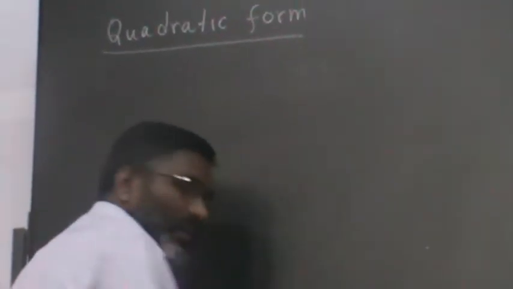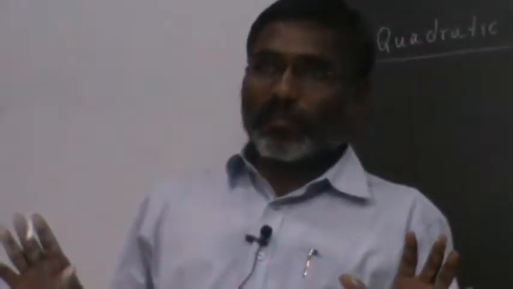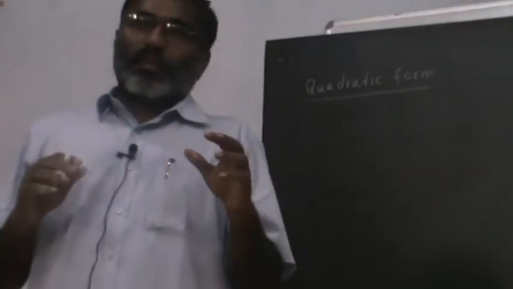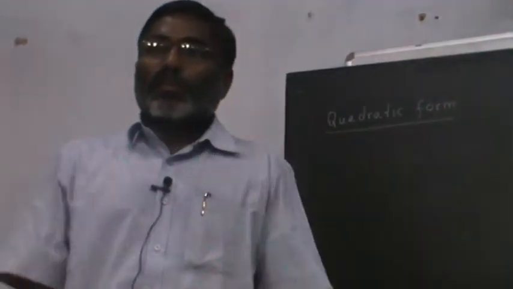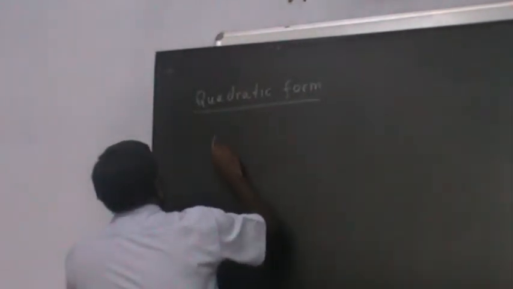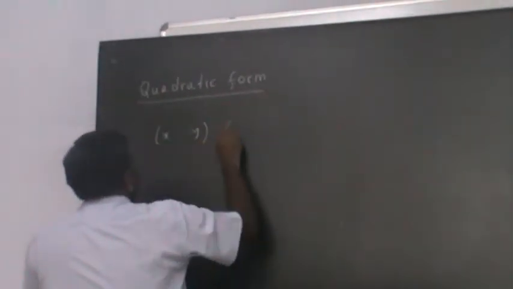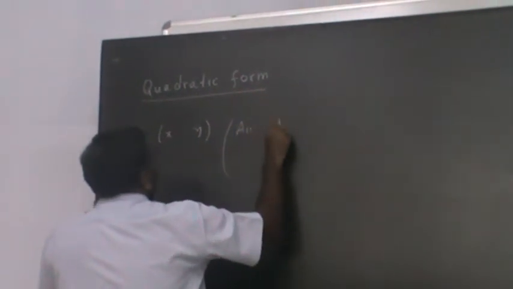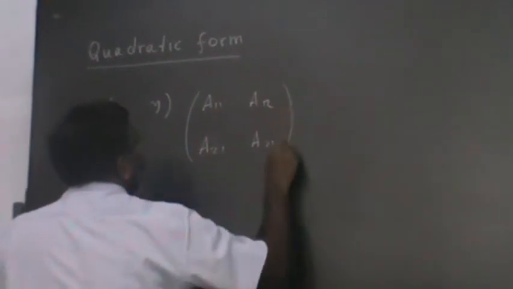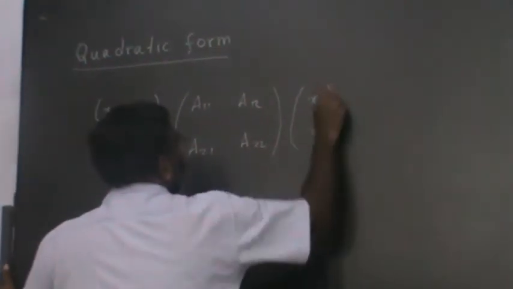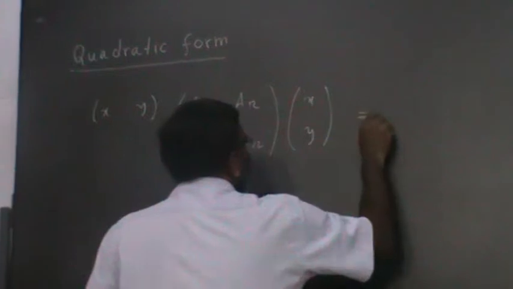See, in the previous case, I have always used 3 by 3 matrices because many things you will miss if you use 2 by 2 matrices. So I went one step above. So I will come back to 2 by 2 matrices. So let me say that I have x, y, and then I have a11, a12, a21, a22, x, y. So what will this be equal to?